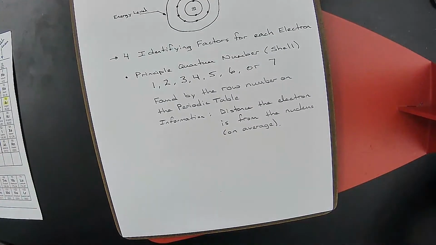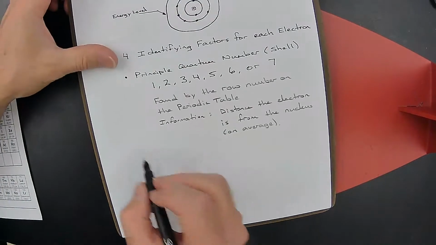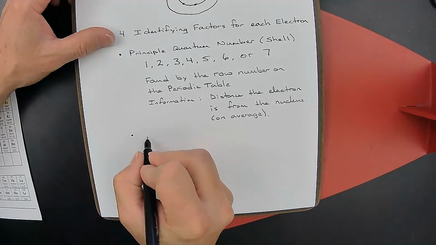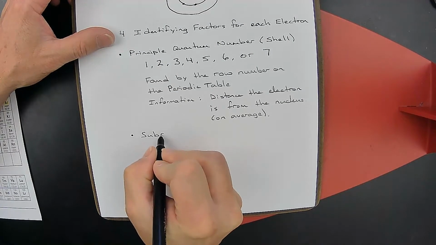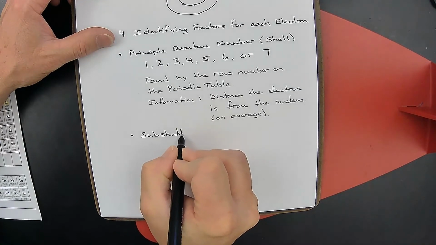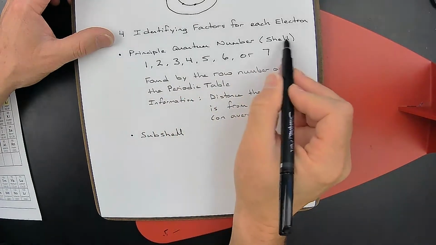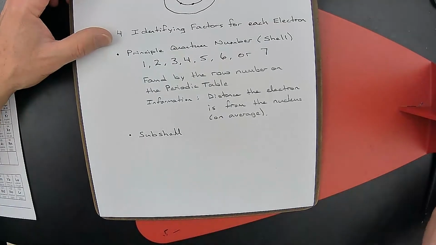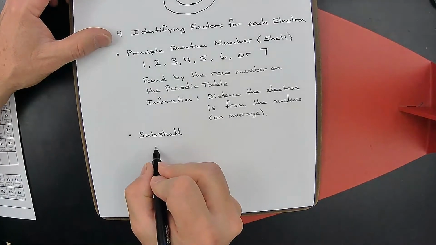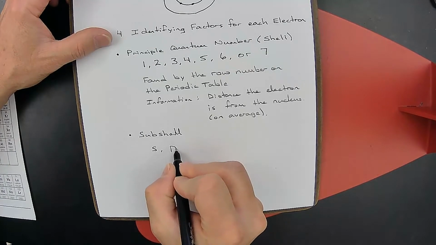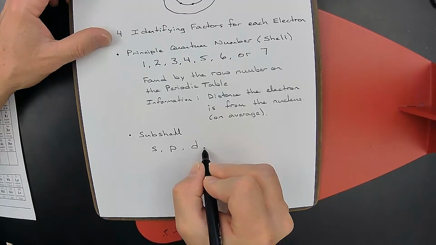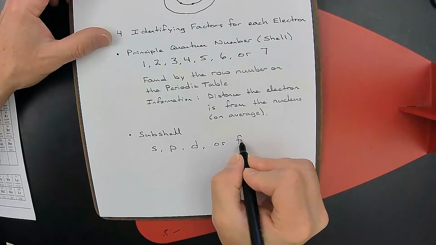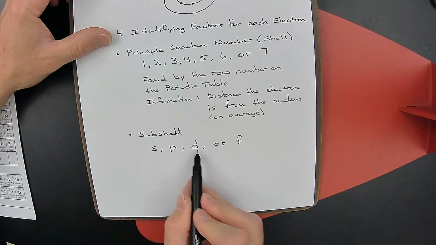The second identifying factor for each electron is what is called the subshell. So we have the principal quantum number, or the shell. We also have what's called the subshell. And the subshell options are S, P, D, or F. 4 different subshells.